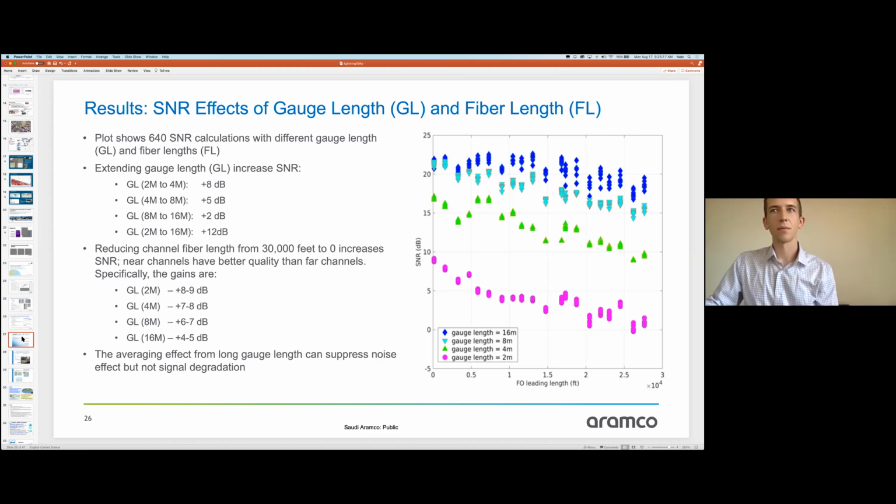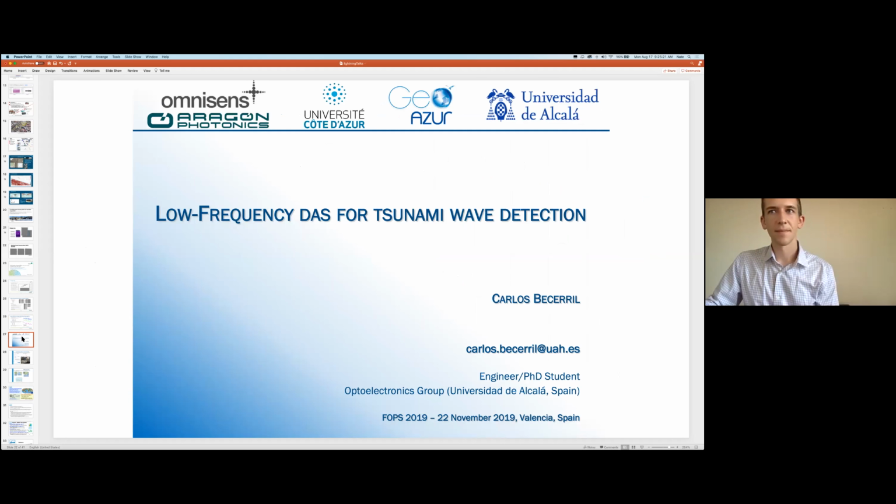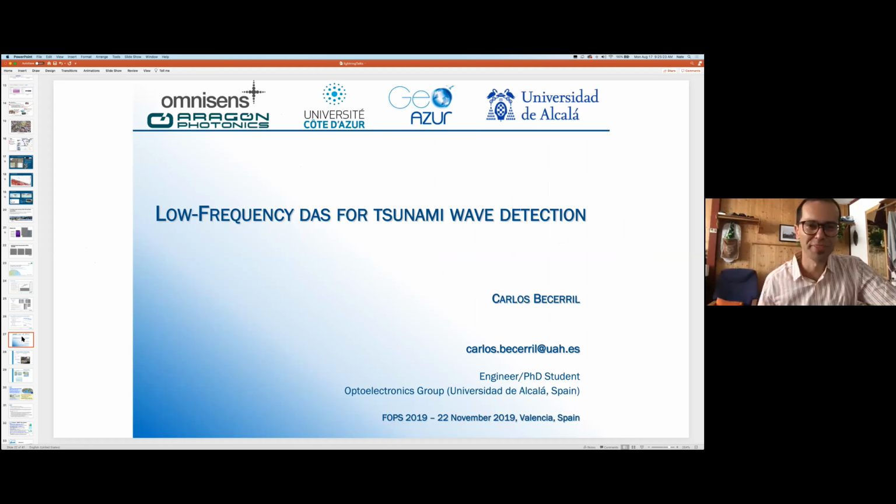Thanks. So moving right along to Carlos. Hi everyone. This project aims at improving the frequency response of DAS below 0.01 Hertz. This is mainly to allow the detection of tsunami waves. This project is a collaboration between a geophysics team at GeoSur in France and the optoelectronics group here at the University of Alcala in Spain, which itself has a collaborative agreement with DAS equipment manufacturers such as Omnisense and Aragon Photonics.